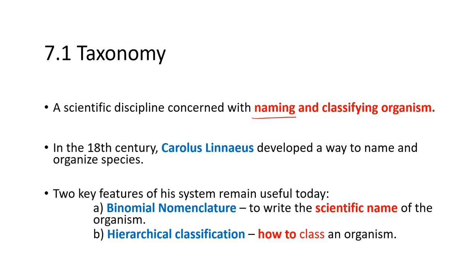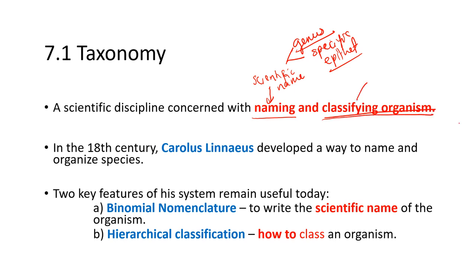So you have to name the organism by using scientific names. The scientific name consists of two names, which are the genus and the specific epithet. And then classifying organisms. This is done, for example, by looking at their morphology, and another way is by looking at their genetic composition, which is their DNA.